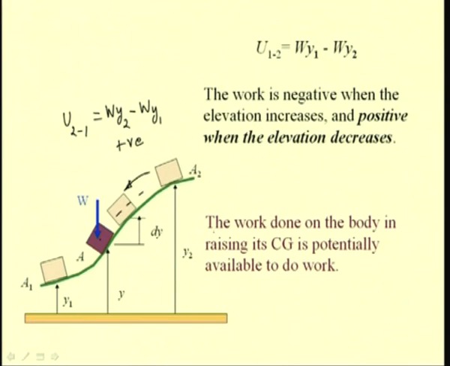So, that is what we say, that the work done on the body in raising its CG is potentially available to do work. Whatever work was used to raise this body from A1 to A2, which was the negative work, that means it is supplied externally to this system, is potentially available to do work. When the body drops from position 2 to 1, this is a positive work, or the work is available to do work, and that is why we call it potentially available to do the work.